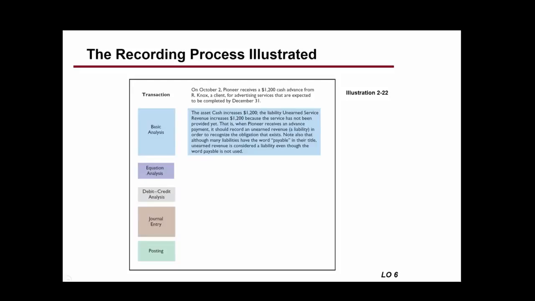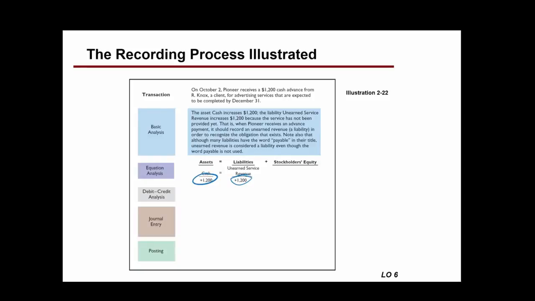and cash. Cash has increased. The company received cash, $1,200. Cash will increase by $1,200 because they owe this to their client. It will go to unearned service revenue as also an increase of $1,200.